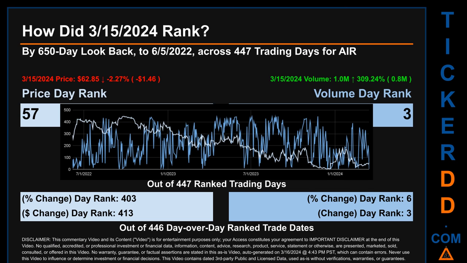The price's day-over-day percentage change, dropping minus 2.27% on March 15, 2024, had a day rank of 403 while its dollar difference of minus $1.46 had a rank of 413 when compared day over day across 446 trading days. Volume's percentage change and difference were ranked respectively at 6 and 3.